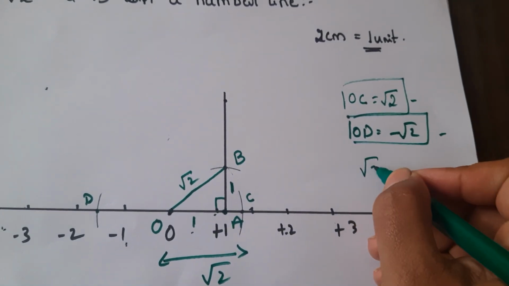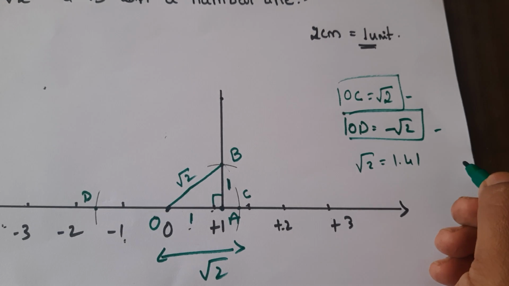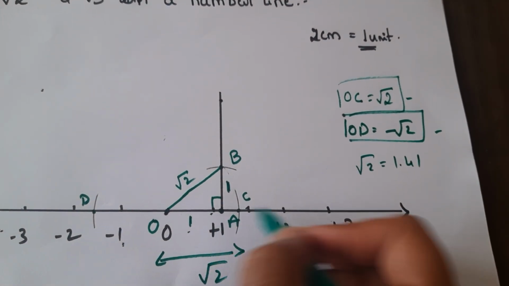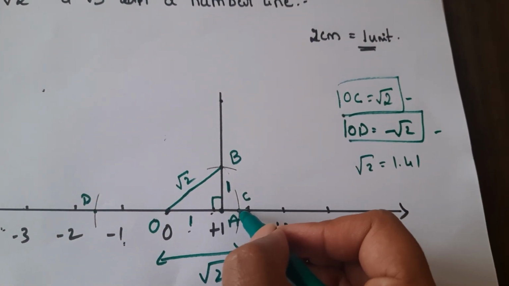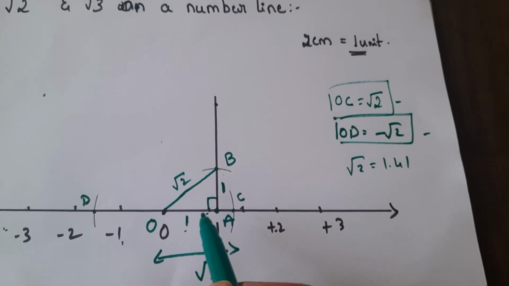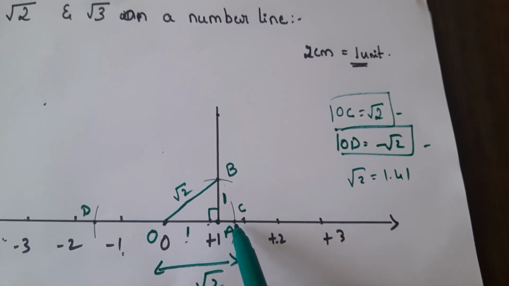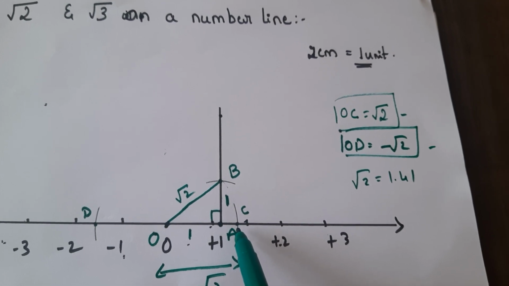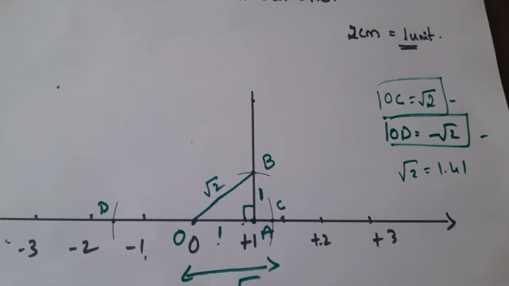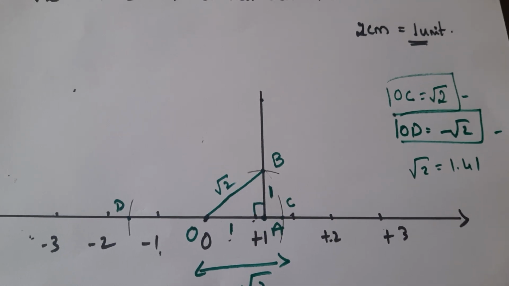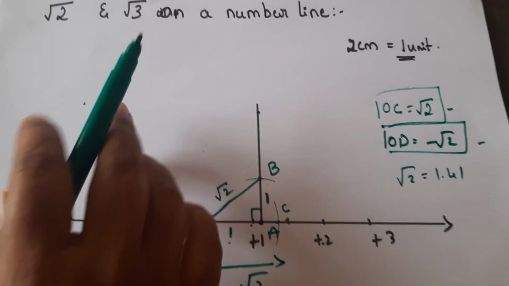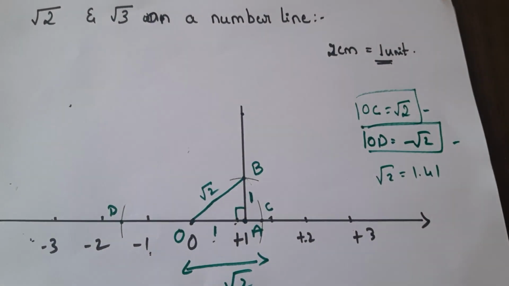Now, approximately square root 2 is 1.41. So see, this is 1, this is 2. In between 1 and 2, you have 1.5. Less than that, we have got point C, which is square root 2. Like this, we represent square root 2 on the number line. Next, square root 3. Once you have done this, square root 3 is very simple.